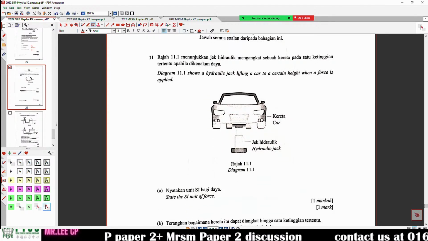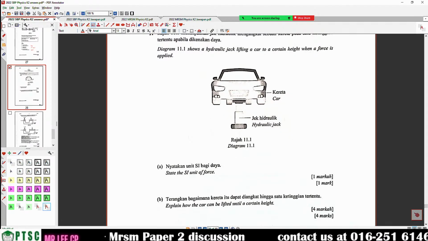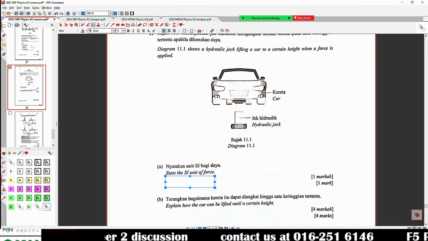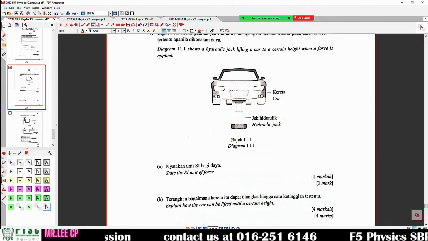Next one. This one doesn't have an answer. No answer, then no choice. I have to do it on my own, right? So, state the SI unit of force. Force is not Newton. Some of you wrote Newton for me, right?